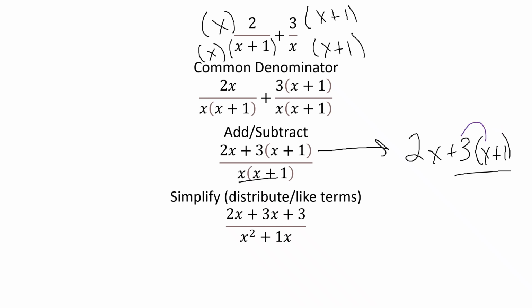3 times x is 3x. 3 times 1 is 1. So there's my top. And then my bottom, x times x is x squared. X times 1 is 1x.